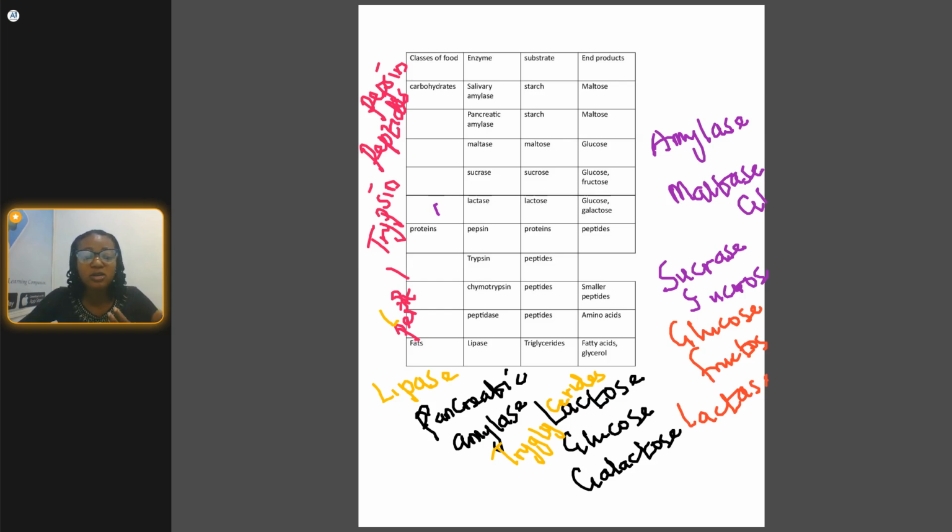We talked about the three accessory organs, which are the liver, the gallbladder, and the pancreas. We talked about their structure and their functions. Also, we moved to the general characteristics of digestive enzymes, and we considered three classes of food, which are the carbohydrates, the proteins, and fats.